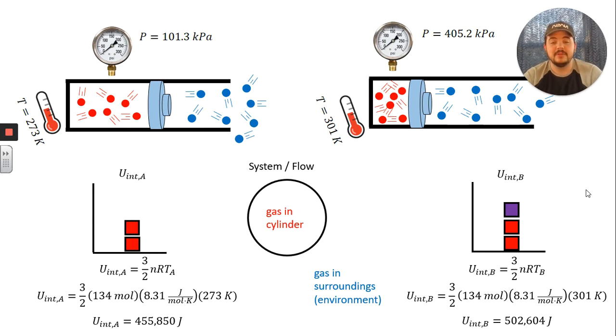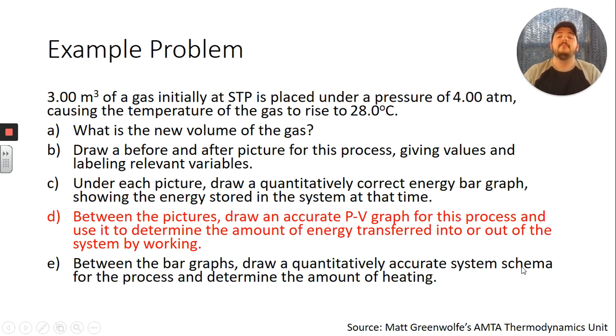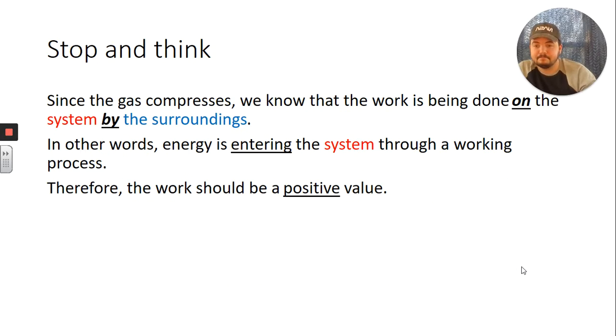This video is going to be looking at the energy transfer processes that occur to make it so that we can have more energy at B than at A. So between the pictures, we want to draw an accurate PV graph for this process. We want to use it to determine the amount of work or amount of energy that's transferred through a working process. So that's where we're at.